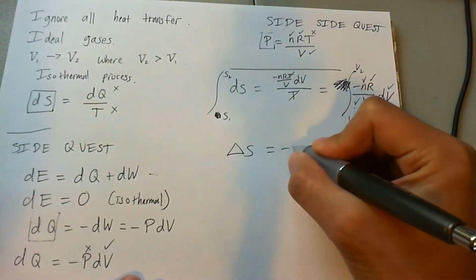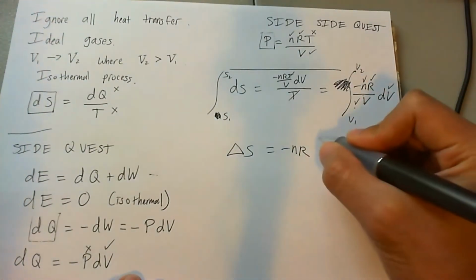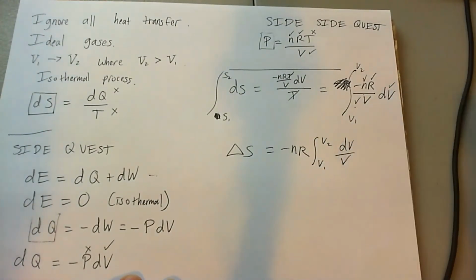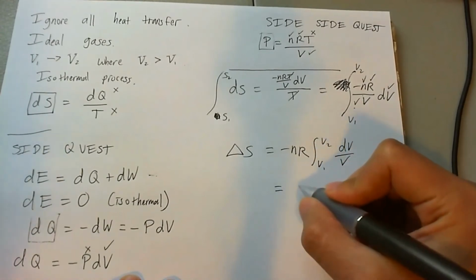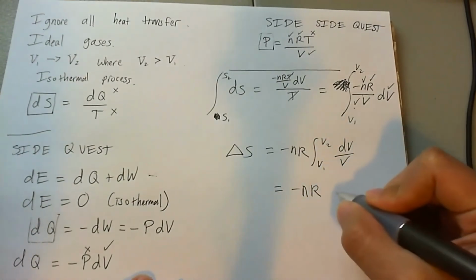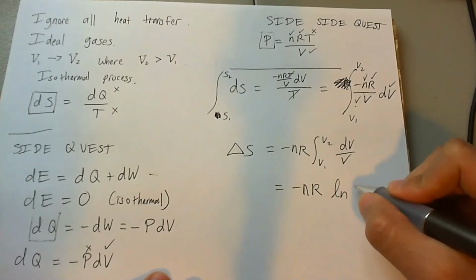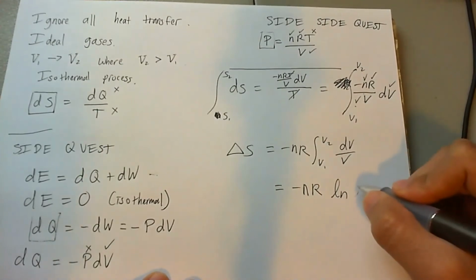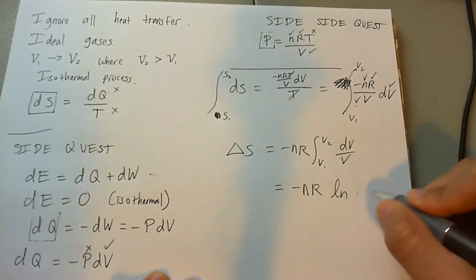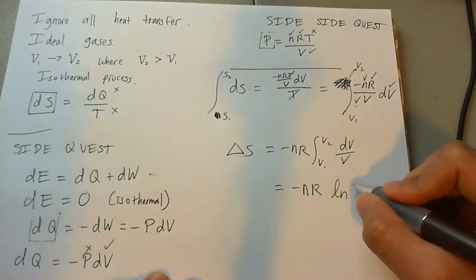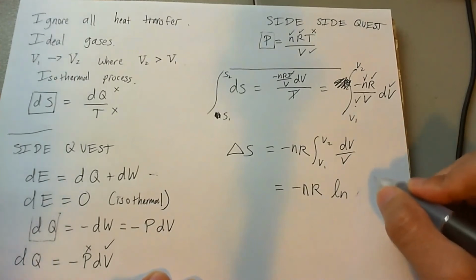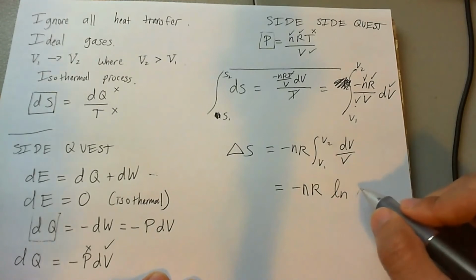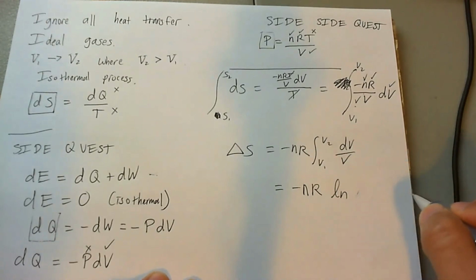That's going to equal to negative NR integral of dV over V, and that's simply equal to negative NR natural log of V from V1 to V2. Now, from previous problems, we probably already know that if we take a natural log of V, where we go from V1 to V2, that's going to equal to natural log of V2 minus the natural log of V1.